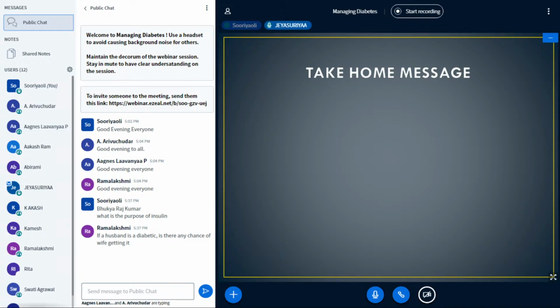He has asked, what is the purpose of insulin? As I mentioned earlier, insulin is a transporter which opens the door of a cell in order to put the glucose outside the cell, that is, in the circulation, into the cell for further metabolism of glucose. Thank you.